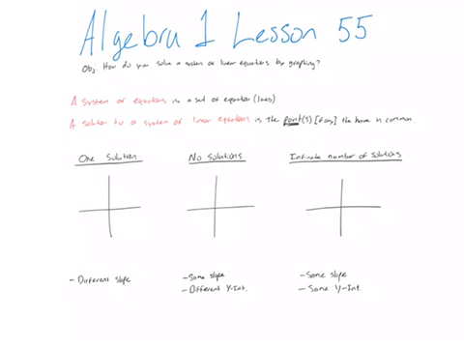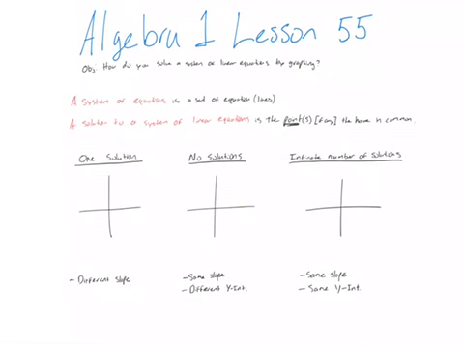Our objective is, how do you solve a system of linear equations by graphing? Well, there's lots of words in there. First of all, a system of equations is just a set of equations. When we're talking about linear equations, we're talking particularly about lines. So we're talking about a set of lines. And then we're solving them, which means we're going to try to find their solution.